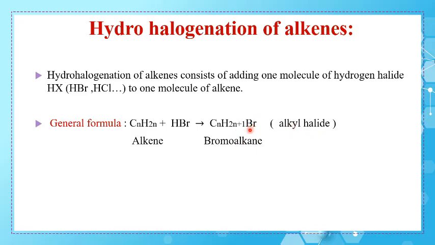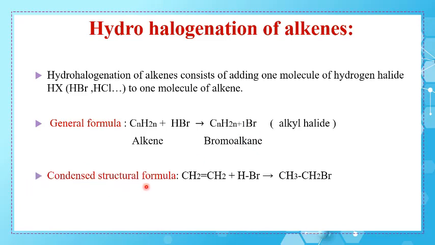Okay. And we obtain an alkyl halide formed by one atom of halogen. The nomenclature is a bromoalkane. What is the difference between the second and the third reaction? In the 2 reactions we obtain an alkyl halide, but in the second reaction we obtain an alkyl halide containing 2 halogen atoms, but in the hydrohalogenation of alkenes we obtain an alkyl halide containing one atom of halogen.